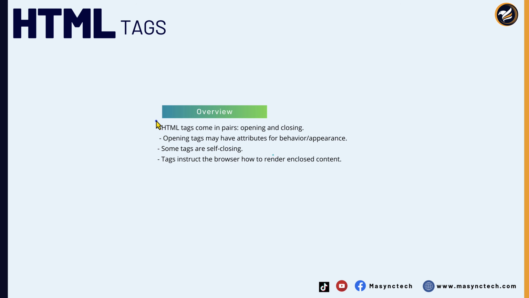Like I said, HTML tags come in pairs, and that is opening and then the closing tag. The opening tags may have what is called attributes for behavior or appearance. When I say attribute, let's take a lady as an example. A lady can put on different hairstyles, and that is the attribute. Either chains or any uniform or clothes that's going to improve her appearance. This is what we call the attribute. So a tag can have an attribute, and some tags are self-closing tags.